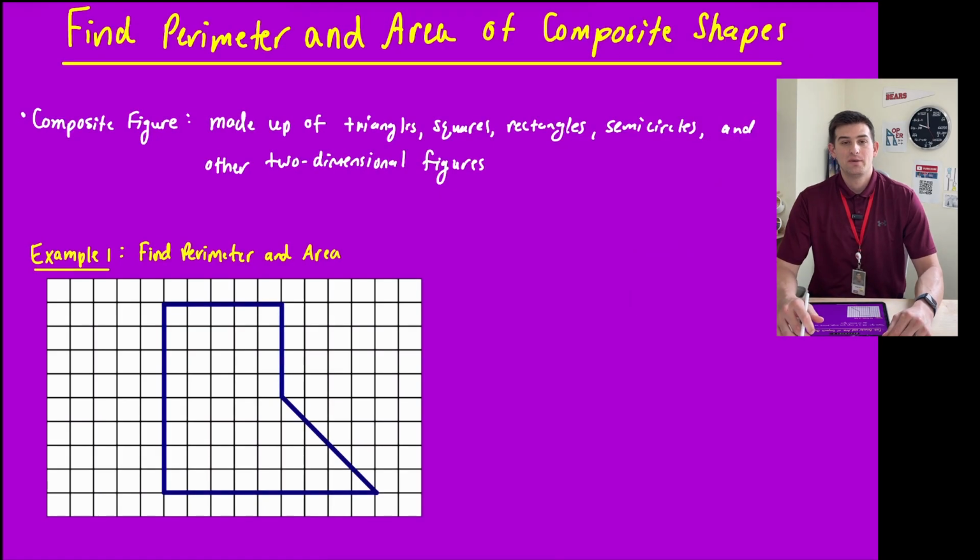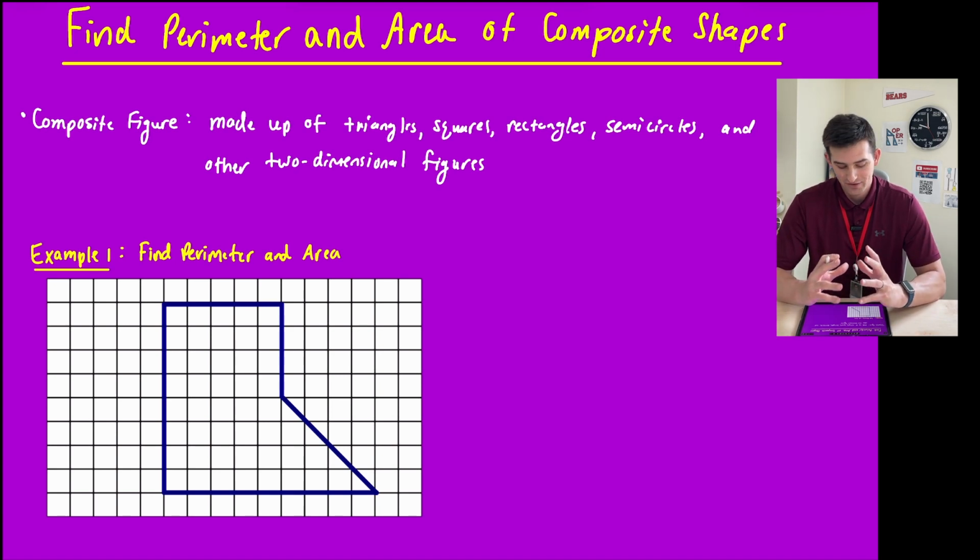Hello everyone, in this video we're going to talk about how we can find perimeter and area of composite shapes or composite figures. So what does this word mean, composite? Basically it just means we're putting two shapes together. So these shapes could be triangles, squares, rectangles, semicircles, or really any other two-dimensional figure, okay?